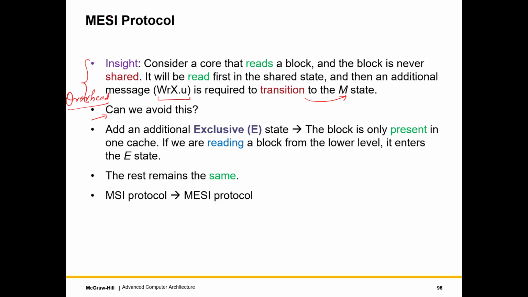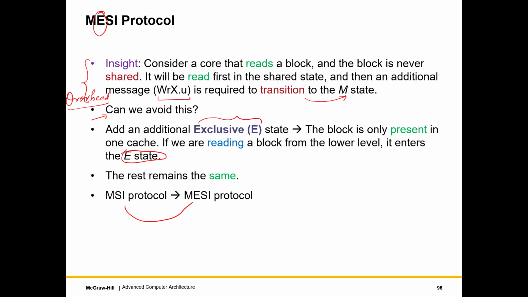That is why we propose the MESI protocol with an additional state called the exclusive state or the E state. The E state essentially indicates that the block is only present in the current cache. And how do we set it in the E state? Well, if we have a read miss and we request the rest of the caches, but none of them has a copy and we read it from the lower level, then the block is directly put in the E state or in the exclusive state, and the rest remains the same.